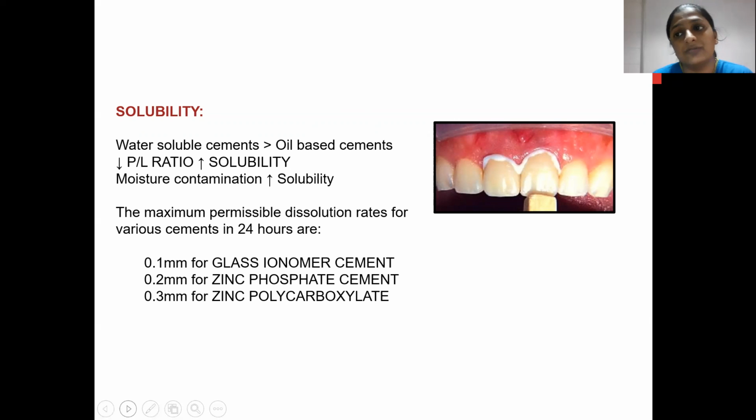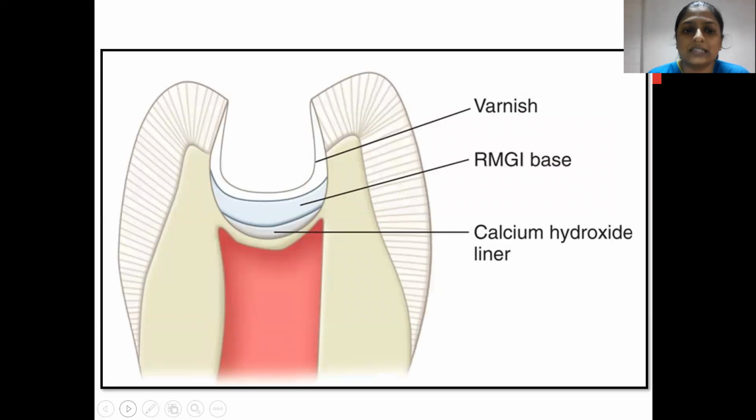If you modify the powder liquid ratio, you can change the solubility of the cement. When you go for a lesser powder liquid ratio, solubility is more. When moisture is more, solubility is more. And the maximum permissible dissolution rates for various cements within 24 hours after placing it in the cavity can be 0.1 mm for a glass ionomer cement, 0.2 for a zinc phosphate cement, and 0.3 for a zinc polycarboxylate cement.